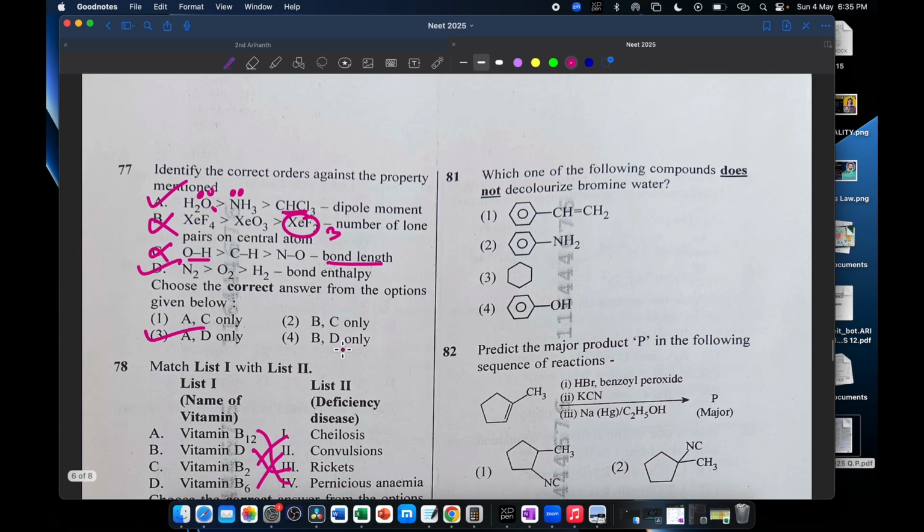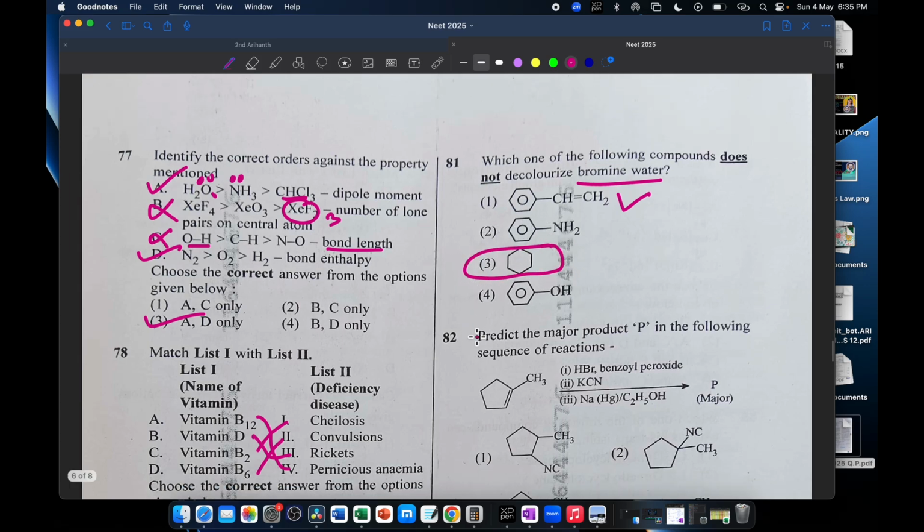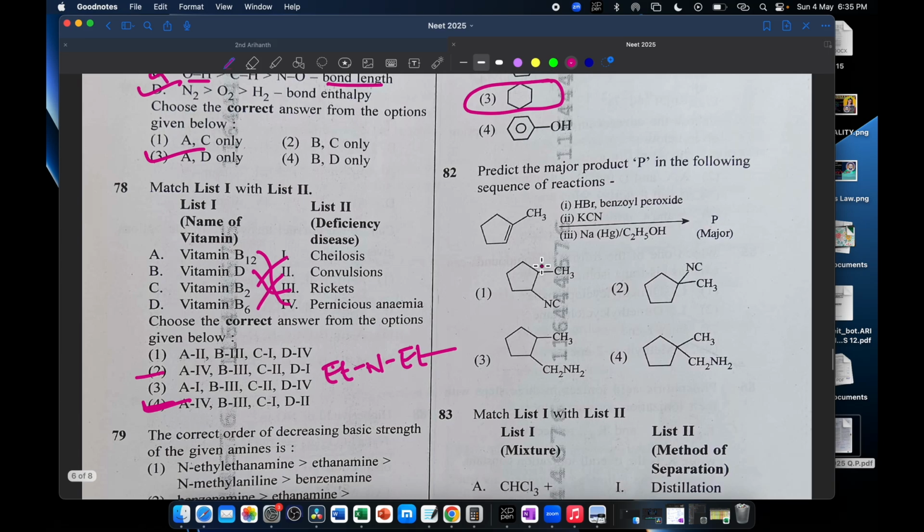Which of the following compounds does not decolorize bromine water? So this decolorizes the bromine water. Cyclohexane cannot decolorize it. Next, predict the product in the following reaction. This type of reactions we have already done. Benzoyl peroxide, you have to follow the anti-Markovnikov rule. So here you have 1 hydrogen, here you have 2 hydrogens. So hydrogen goes where fewer hydrogens are there. So that means, wait a minute.